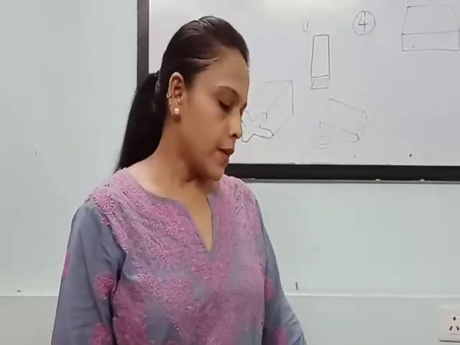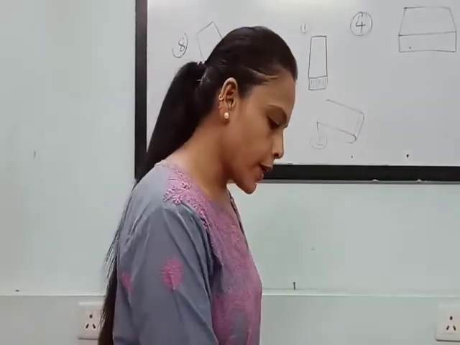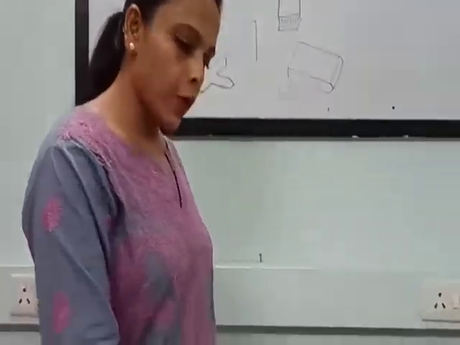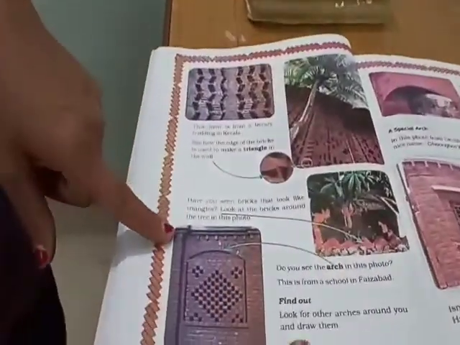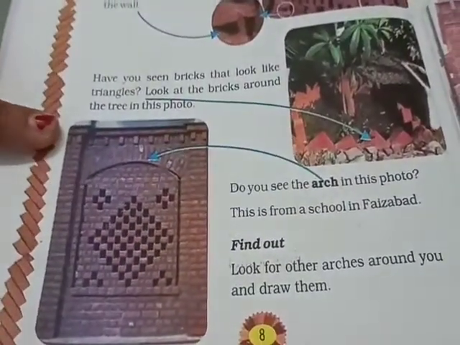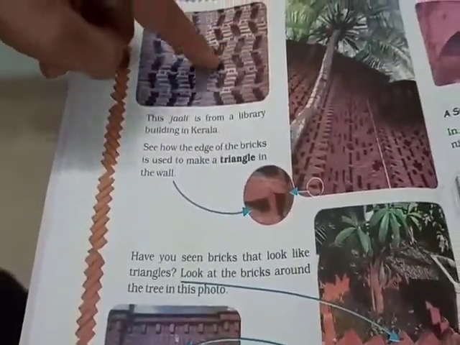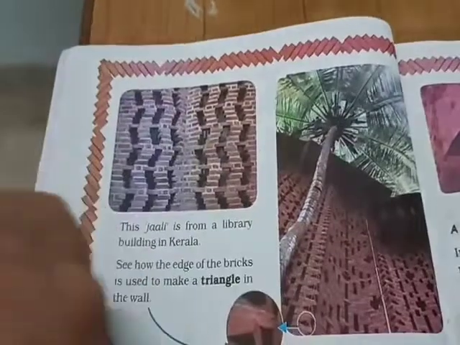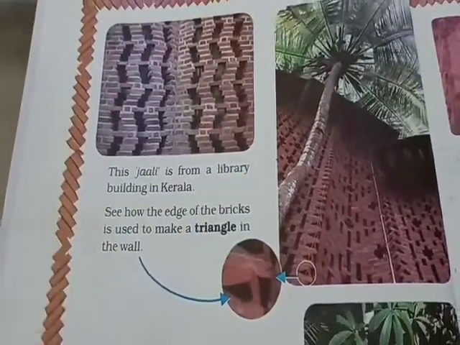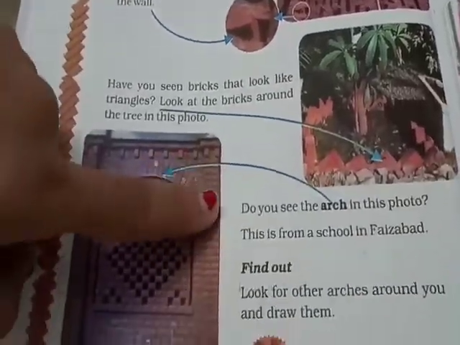Now, till yesterday we have studied, look at page number 8 in the textbook. We have studied about how the bricks are arranged in a triangle pattern. Right, we have done that. We have also studied about the jali patterns. See how the jalis are arranged. And we have studied about arcs in the photo. Can you see these arcs?